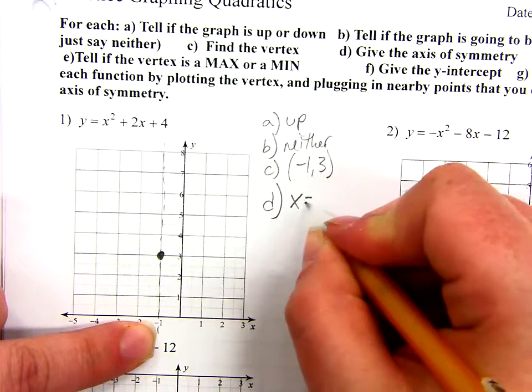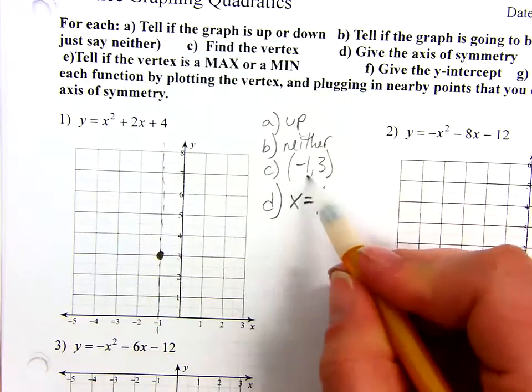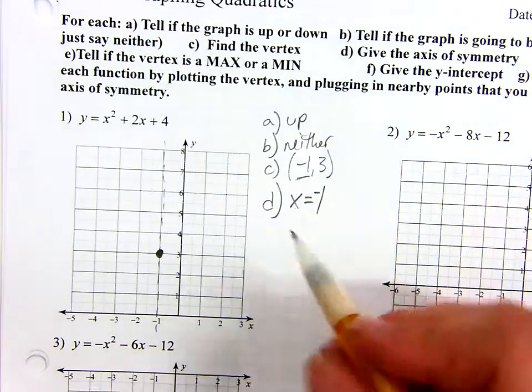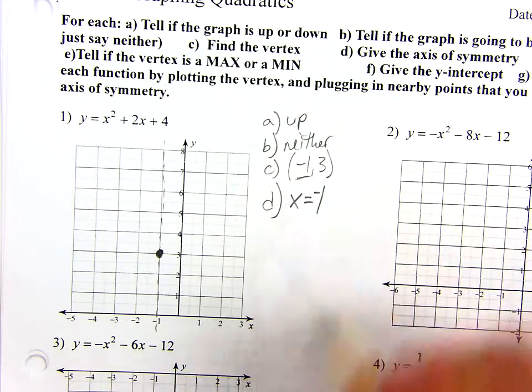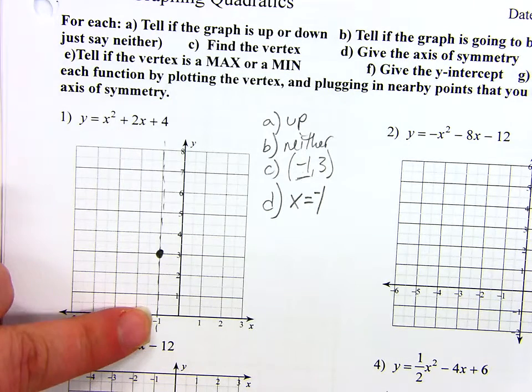Your axis of symmetry will always be x equals whatever the x-coordinate of the vertex is. So if you can find the vertex, you have the axis of symmetry. You literally just write x equals whatever that number is. It's always the x value, right? X equals some number is a vertical line at that number. This is a vertical line at negative 1.